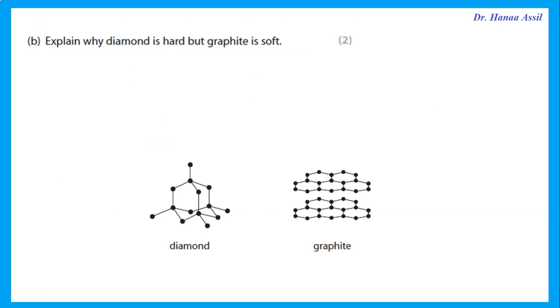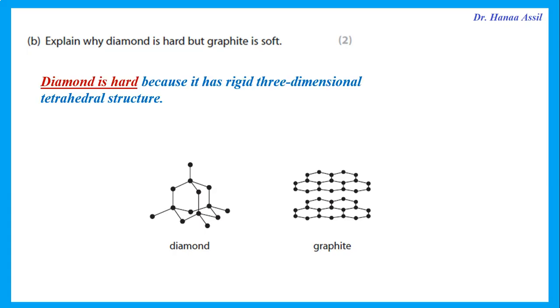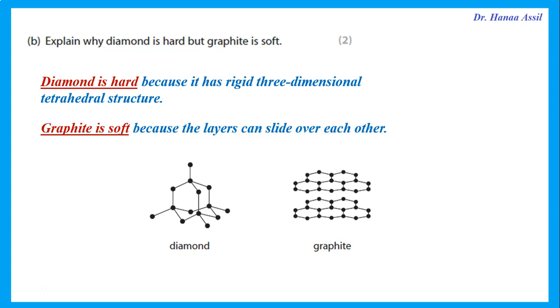Explain why diamond is hard, but graphite is soft. You should know. Diamond is hard because it has what? It has a rigid 3-dimensional tetrahedral structure. Why is graphite soft? Because the layers of carbon atoms can slide over each other. This is just 2 marks, so these are enough for the 2 marks. Sometimes this question has more marks, then you need to explain in more detail.